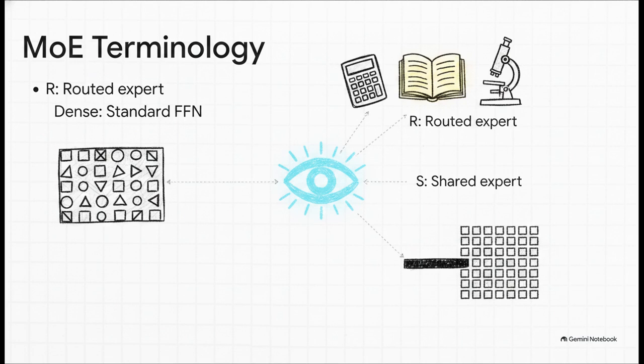And finally, we have dense layers. Typically, the very first few layers of a model just use a standard dense feed-forward network before any of the complex routing even begins, just to get the initial processing out of the way.